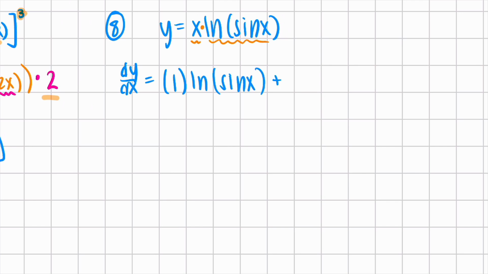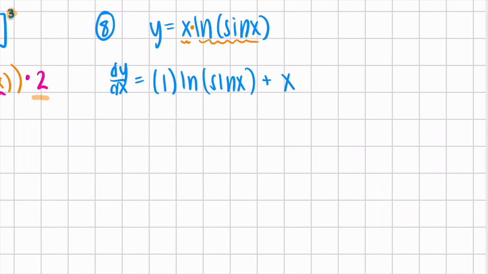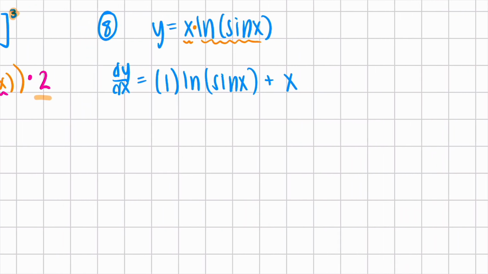Plus, now leave my first function. I'm going to leave the x. Take the derivative of the second function. So derivative of natural log is 1 over x. So I'm going to say times 1 over my argument. My argument is sine of x. Now sine of x is in the argument of natural log. So I need to take now the derivative of sine of x. Derivative of sine of x is cosine of x.